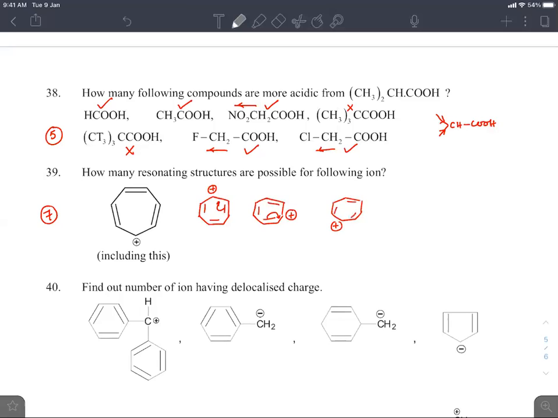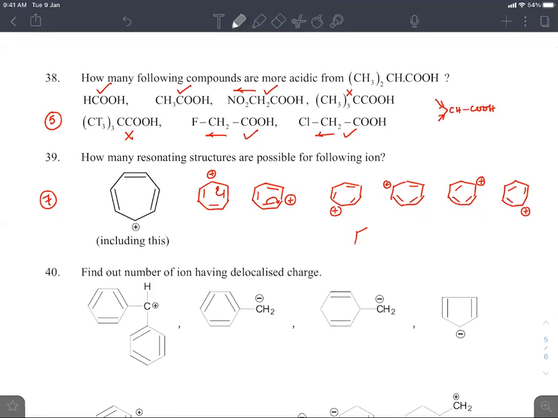Double bond, double bond, double bond. Again, shift the positive charge. So we'll get positive charge here. Double bond, double bond, double bond. Shift the positive charge here. So again, you'll get positive here. Double bond, double bond, double bond. Shift the positive charge here. So we'll get positive. Double bond, double bond, double bond. Shift the positive charge. We'll get positive charge here. Double bond, double bond, double bond.